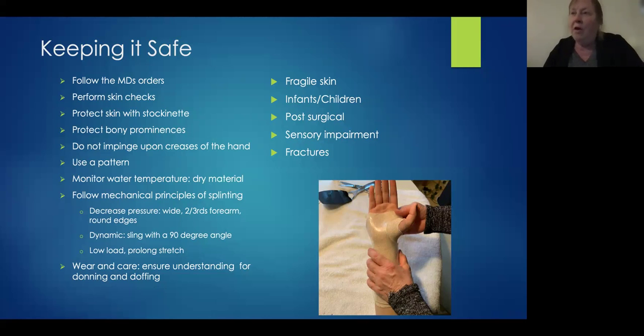If you have a question on a dynamic splint, most important is to remember that we use a 90-degree angle whenever we're making a dynamic splint. So you want your outrigger set up so that you're able to put a sling on at a 90-degree angle.